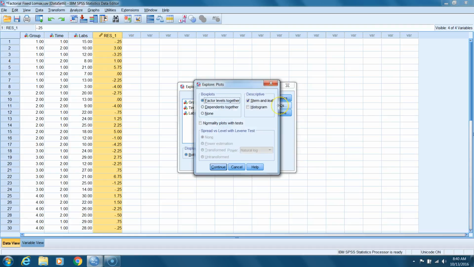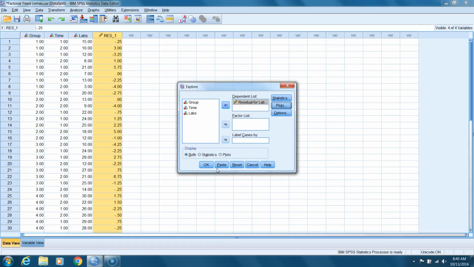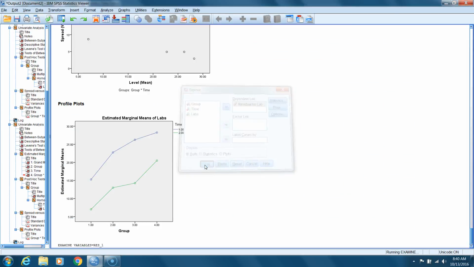We're going to go ahead and plot a few things. Plots are very useful for us. Maybe we'll plot the stem and leaf and the histogram. Also, let's do a normality test because it's easy to do in SPSS, and it gives us a chance to look at what's going on. I'm going to go ahead and click OK.